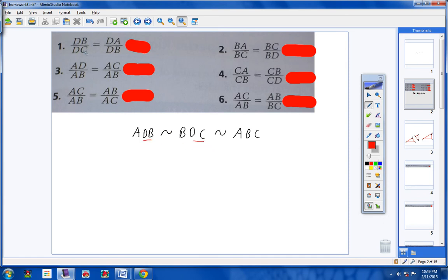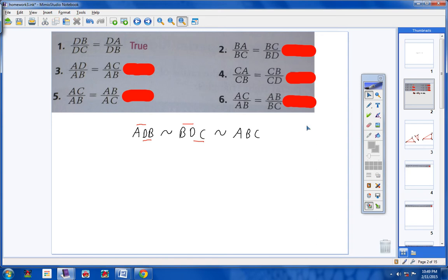dB over DC equals, and then it says dA. Well, that'd be this here. So dA over dB. That looks really good, guys. dB over DC equals AD over dB. Okay, that's definitely true. That works fine. And so, that would be true.